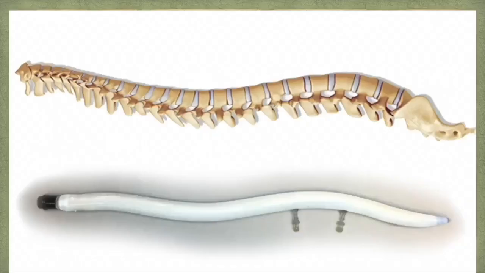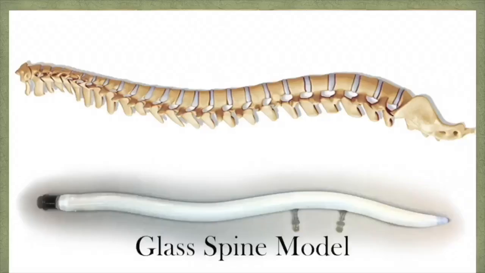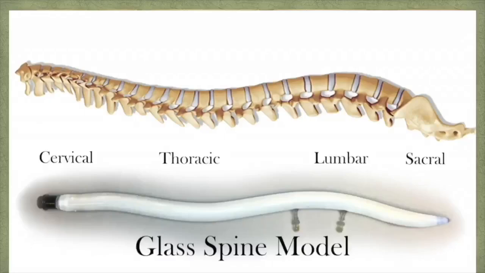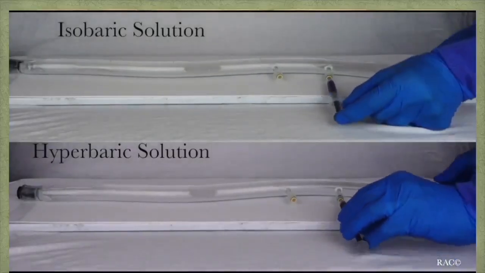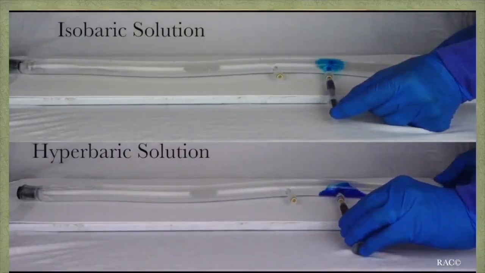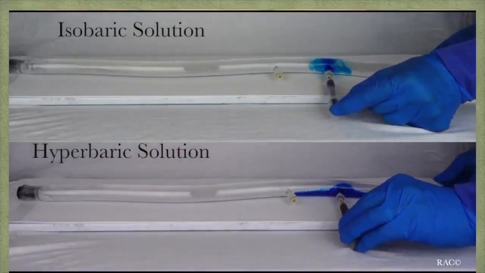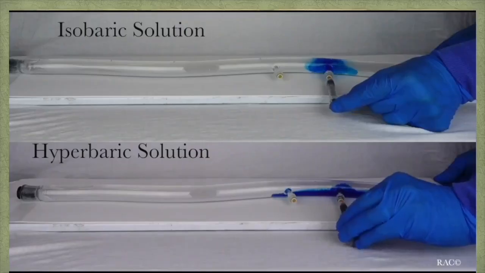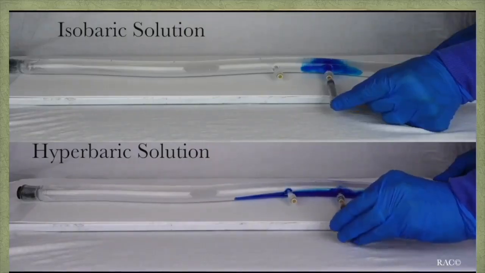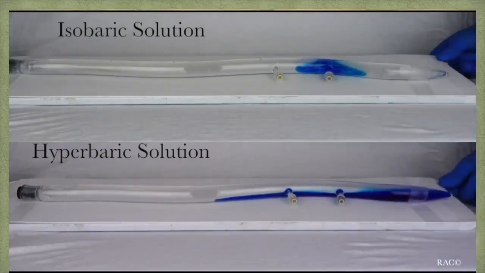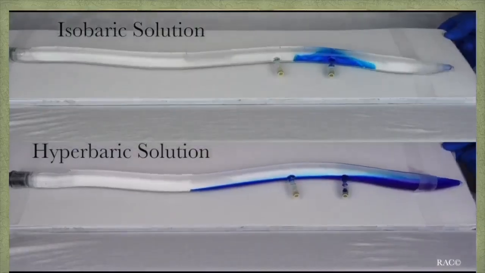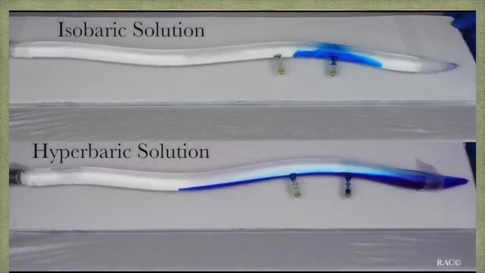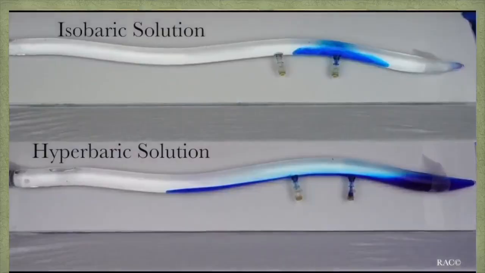Here we are going to discuss the glass spine model. Here the thoracic, lumbar and the sacral curvatures are seen. Assume that the patient is lying on the lateral aspect. The upper point shows the injection of the isobaric local anesthetic and the lower point shows the injection of hyperbaric local anesthetic. See how the isobaric local anesthetic spreads equally on both sides, whereas the hyperbaric local anesthetic preponderantly takes the caudal aspect and some spreads to the cephalad aspect.